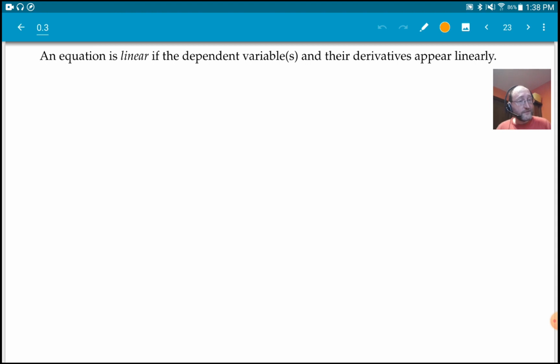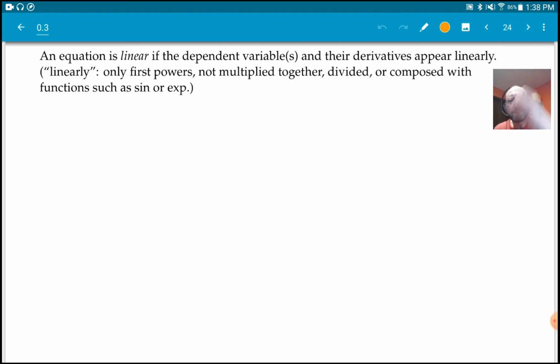So another way that we divide equations is we say if they're linear or not. An equation is linear if the dependent variable or variables, if you have multiple of them, appear just linearly. What that means is that it's only first powers, we never multiply them together, we never divide by them, we never compose them with other functions like sine or exponential or square root or whatever.